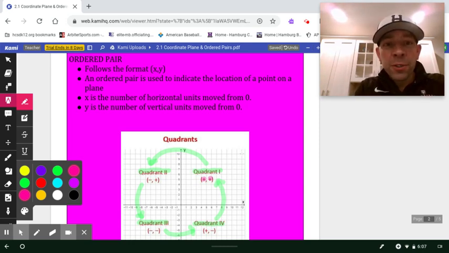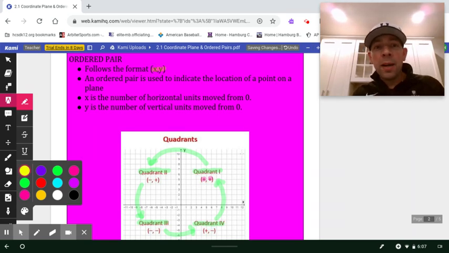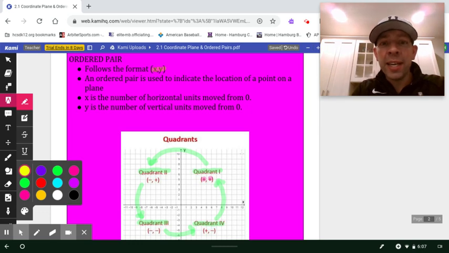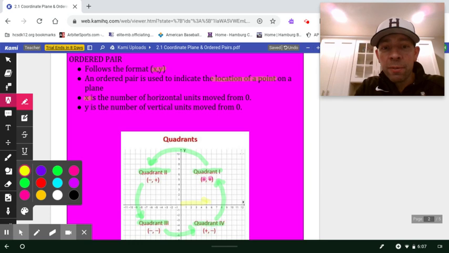Now, as far as the ordered pairs, the format is always going to be x comma y. So the first number is always the x-coordinate, and the second number is always the y-coordinate, no matter what. And these ordered pairs are used to indicate the location of a point on this plane. That x number is going to tell you how far to move on the horizontal axis. A positive number is going to take you to the right. A negative number is going to take you to the left. And similarly, the y value is going to tell you how far to move vertically. A positive number is going to take you up, and a negative number is going to take you down.